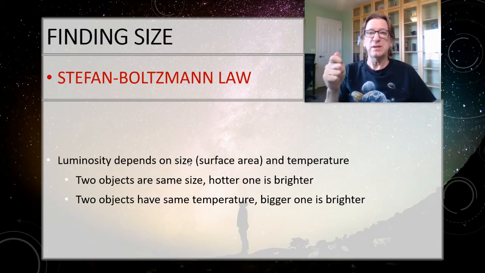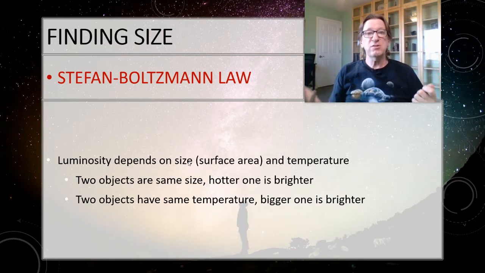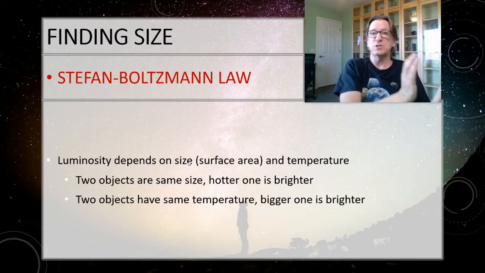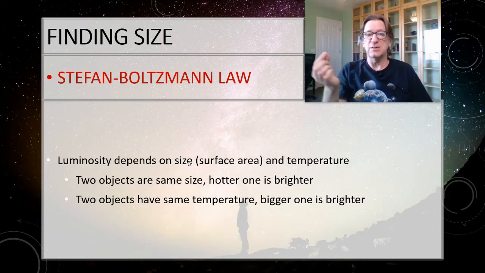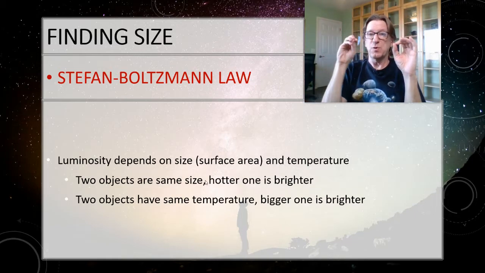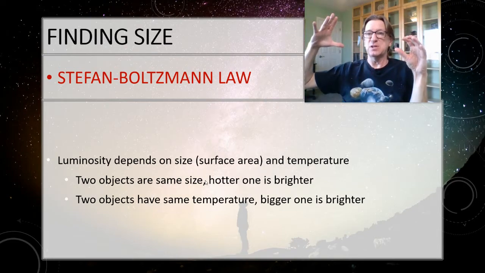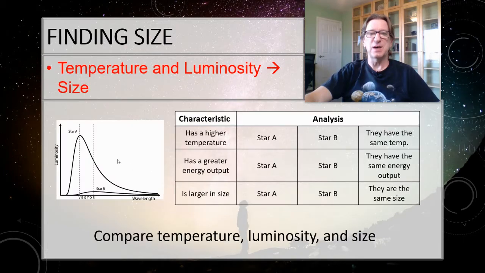If I've got one candle here, and then I've got 100 candles here, they're all at the same temperature because of the temperature of the wax. However, because this is so much greater surface area, it's going to end up being brighter than that one single candle. So if two objects are the same size and one's really bright, then this one must be hotter. On the other hand, if they have the same temperature, the bigger one is going to be brighter, like the candles that we talked about. So let's see how we can get some examples of that.